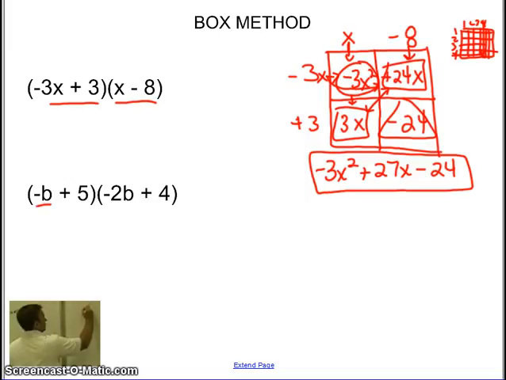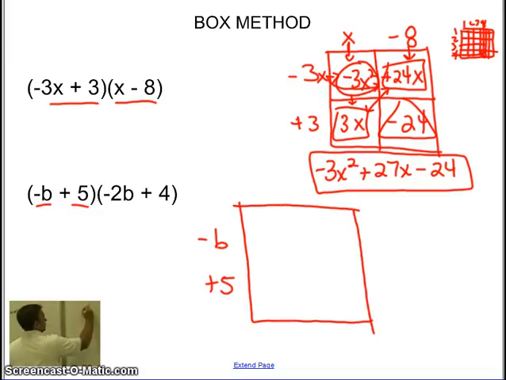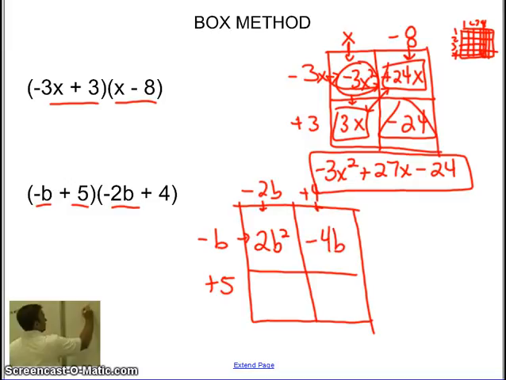Okay, let's do that again using the box method. So I have two terms here. I have negative b and positive 5. My box. And then I have negative 2b and positive 4. Okay, negative 2b and negative b. Negative times a negative is positive, so it's going to be positive 2b squared. 4 times negative b is negative 4b. Negative 2b times positive 5 is negative 10b. And then 4 times 5 is positive 20.